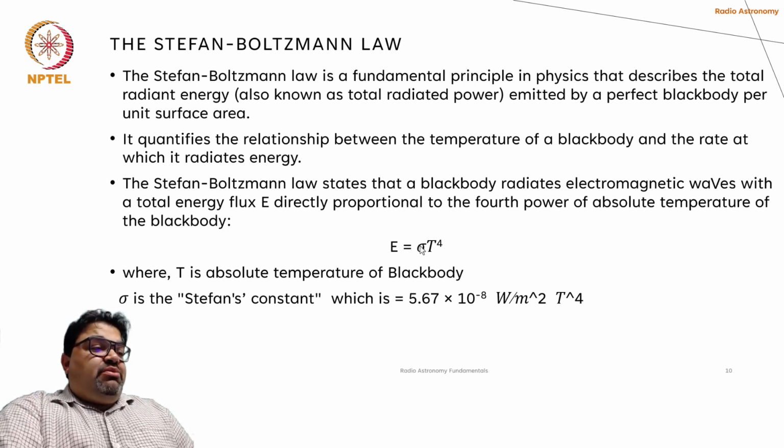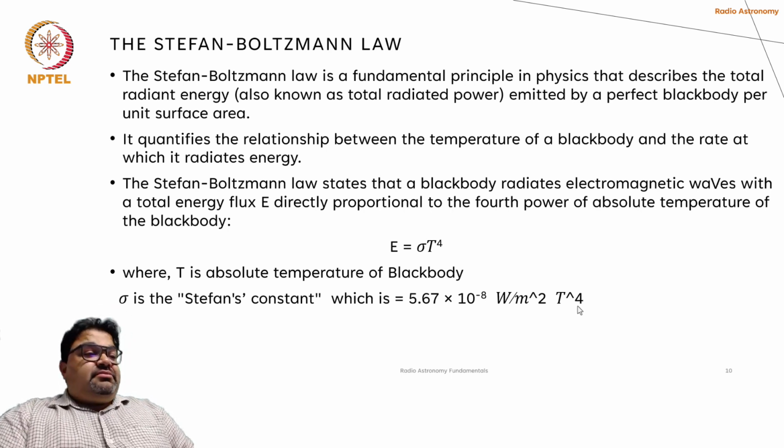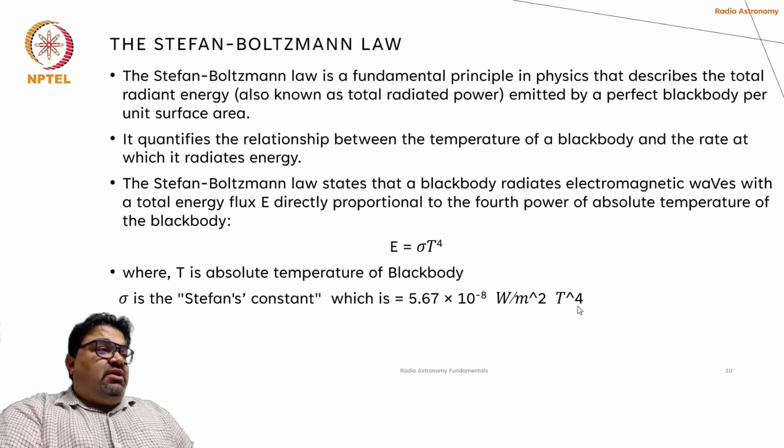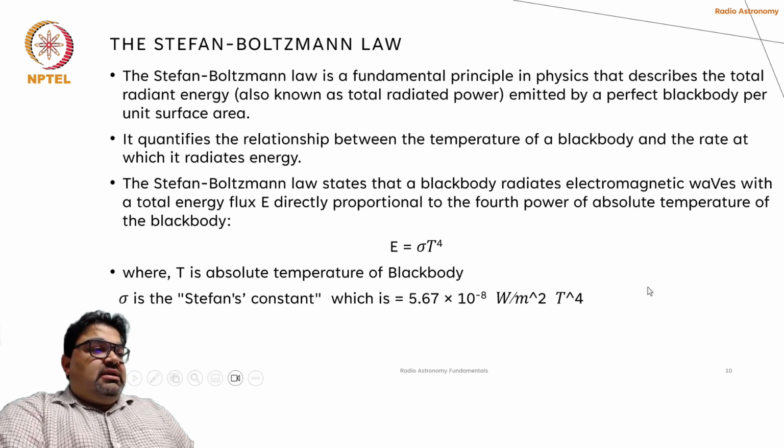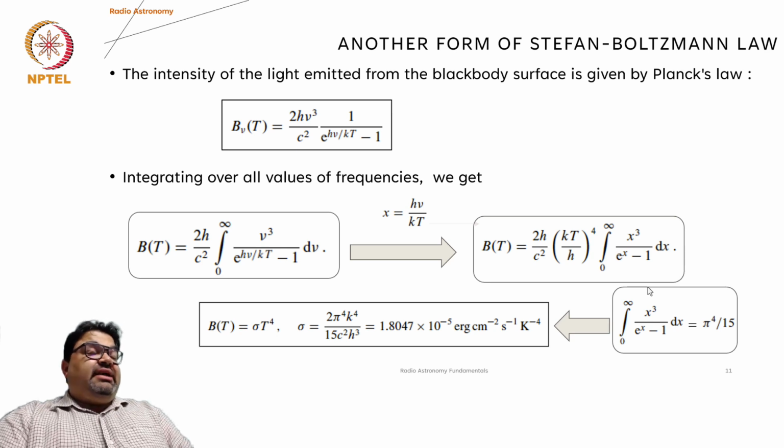And if you put in the proportionality constant, sigma is called Stefan's constant, and it is given by 5.67 × 10 to the power minus 8 watts per meter square per temperature to the power 4. So that's the entire Stefan-Boltzmann law. And we can also derive it from Planck's law itself.